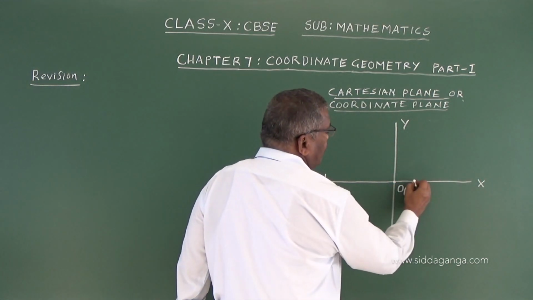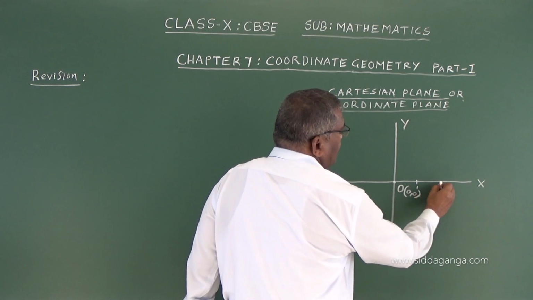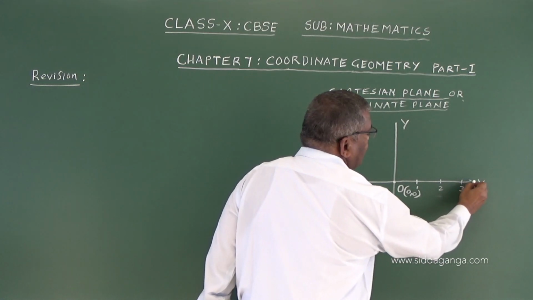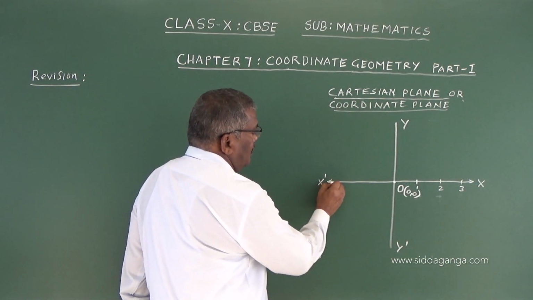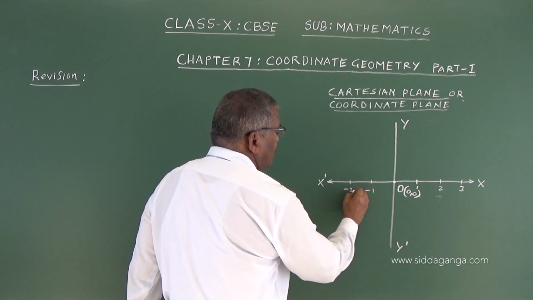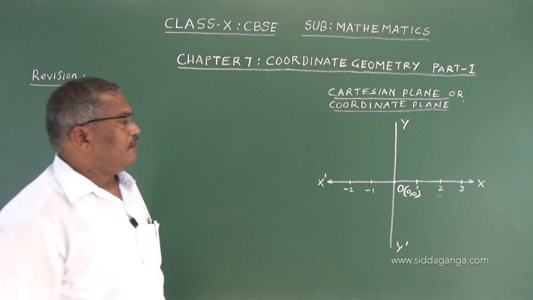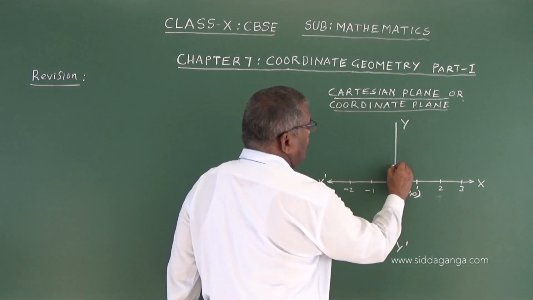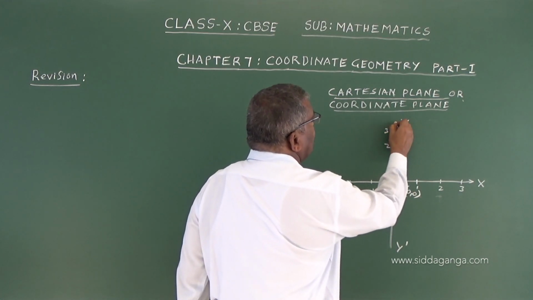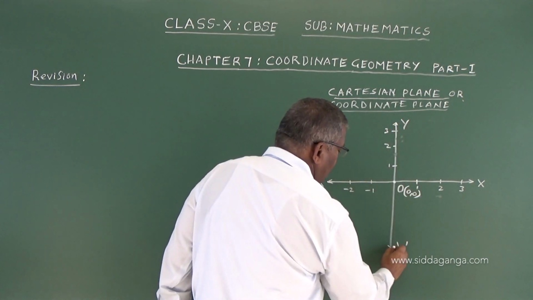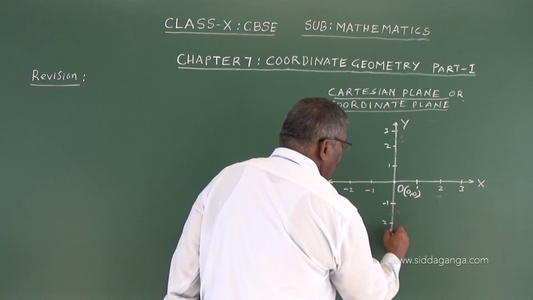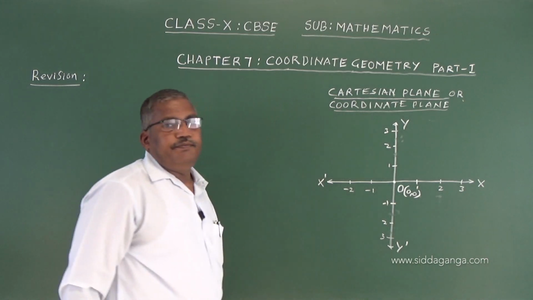And to the right of the y-axis, the x-axis is graduated with plus values 1, 2, 3, etc. And to the left of the y-axis, we represent minus 1, minus 2, etc. And above the x-axis, the y-axis is graduated with plus values 1, 2, 3, etc. And below the x-axis, it is minus 1, minus 2, minus 3, and so on.